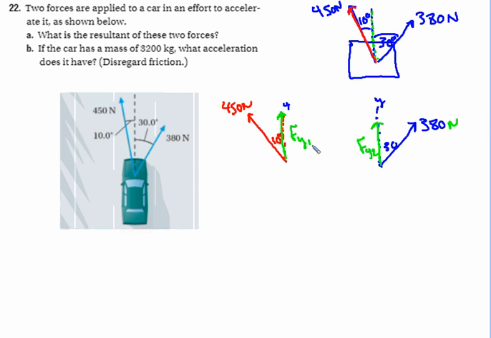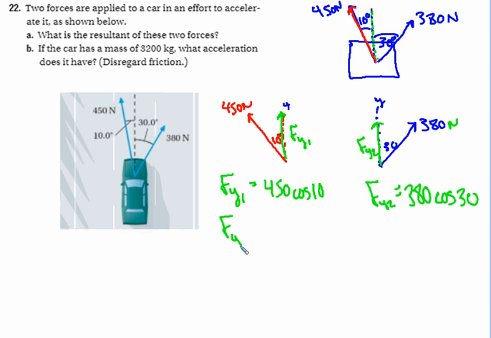Okay, and so what is that component equal to? It is not all 450 in the y direction, but a portion of it. And since that y direction is adjacent to the angle, or right next to the angle, we'll use cosine. Force of y1 equals 450 cosine of 10. And over here, force y2 is going to be equal to 380 cosine of 30. We'll find out what those numbers are.